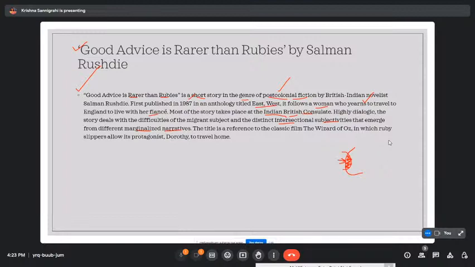So the title is a reference to the classical film The Wizard of Oz, in which ruby slippers allow its protagonist Dorothy to travel home.